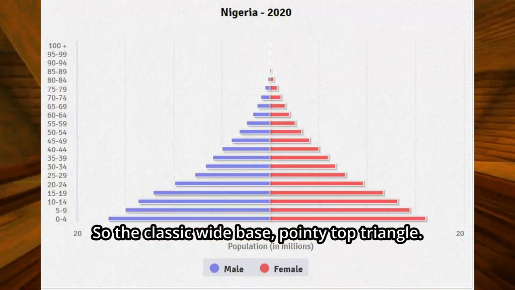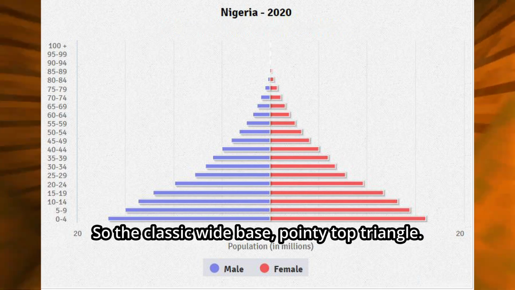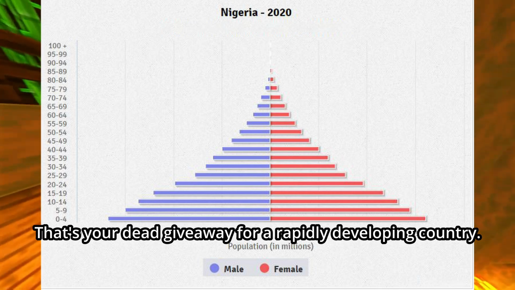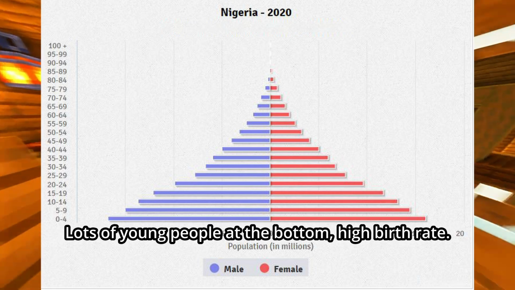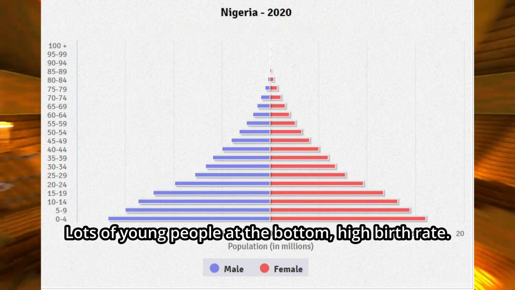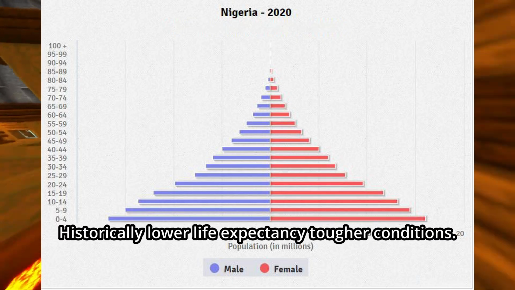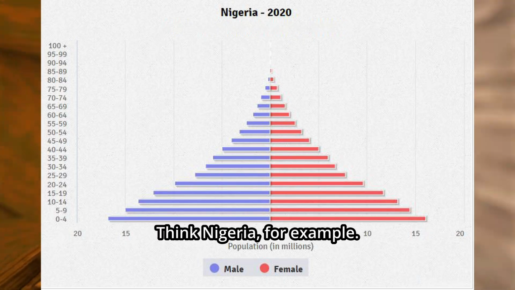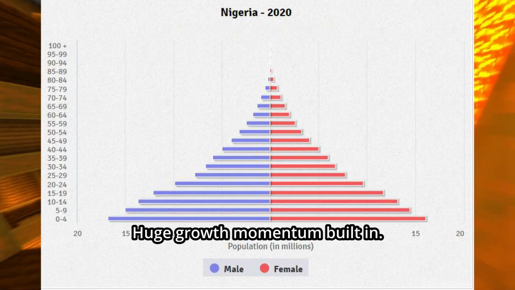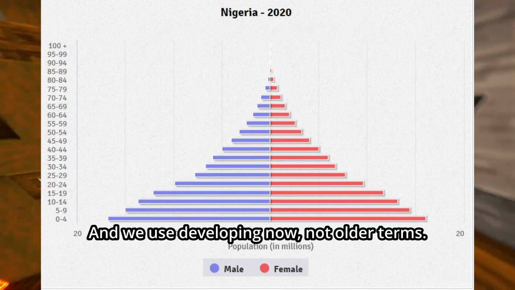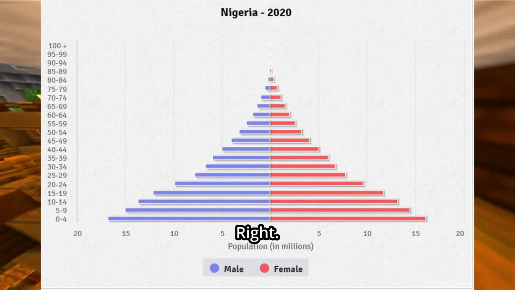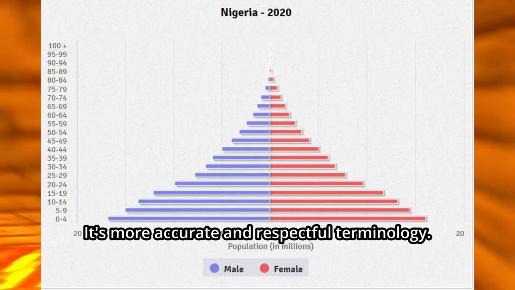So, the classic, wide base, pointy top triangle. That's your dead giveaway for a rapidly developing country. Lots of young people at the bottom, high birth rate, tapering off very quickly towards the top, historically lower life expectancy, tougher conditions. Think Nigeria, for example. Huge growth momentum built in. And we use developing now, not older terms. Right. It's more accurate and respectful terminology.